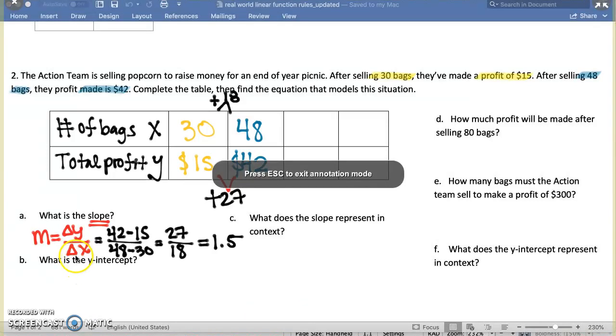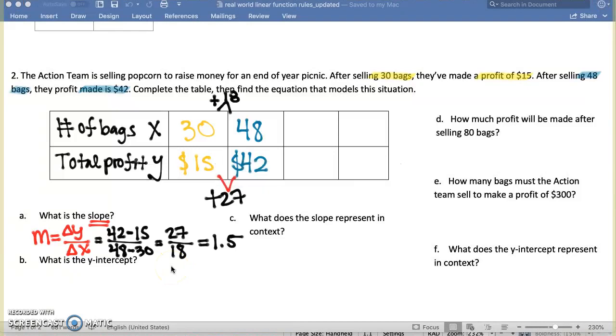Now, if I want to find the y-intercept, because in my table we don't have something that says a 0 here and then another number. Remember, the y-intercept is when the x value is 0. So we can find the y-intercept using the equation of slope-intercept form. I know that the equation for slope-intercept form is y equals mx plus b.